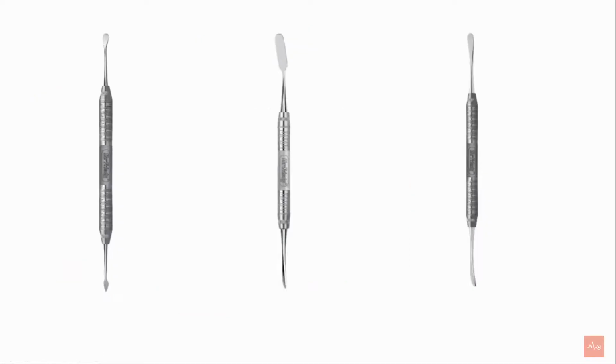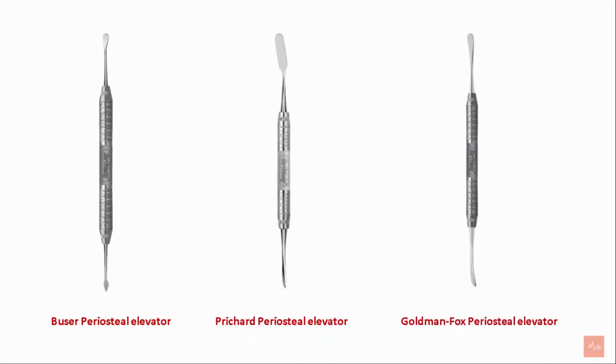Another example of periosteal elevators are the Buser periosteal elevator, the Pritchard periosteal elevator, and the Goldman-Fox periosteal elevator. The Pritchard periosteal elevator has a broad flat end which can be used for retraction of the tissue as well as tongue. The other rounded end is used to reflect the mucoperiosteum.